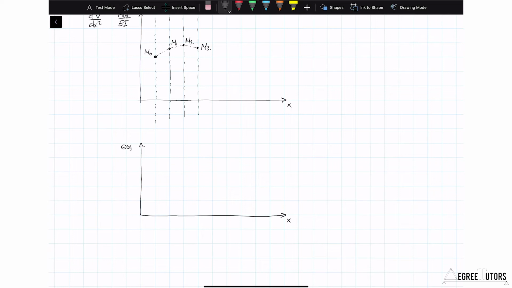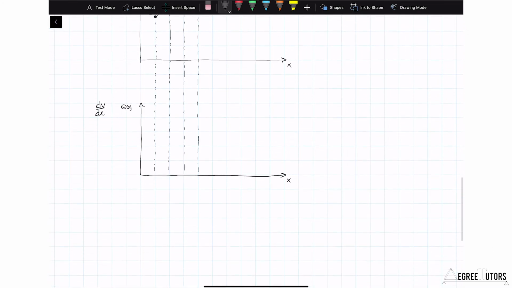That's going to be the output of an integration. If you integrate d2v dx2 once, you get dv dx. That dv dx is going to be the output of our first pass of integration. We're going to trace down these dashed lines because I want to relate the values of moment at each position along the beam with the values of rotation that we're going to calculate.